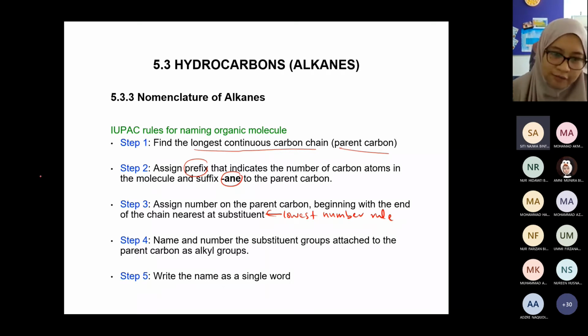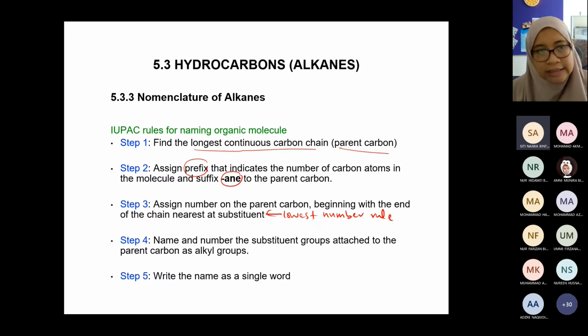Step number 4, name and number the substituent group attached to the parent carbon as alkyl group. You can identify the alkyl group that are attached to the molecule. So we have methyl. When it becomes substituents, it will end with -yl.